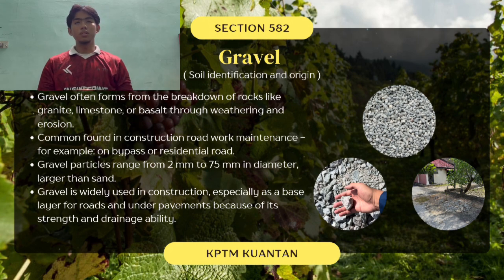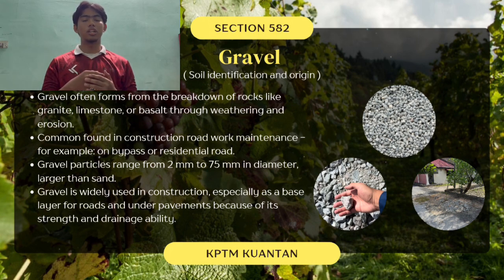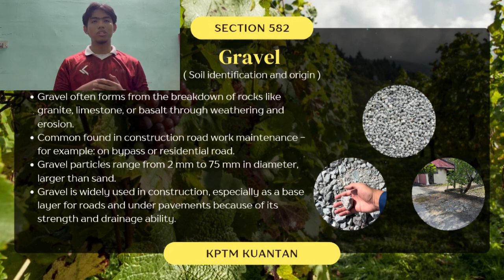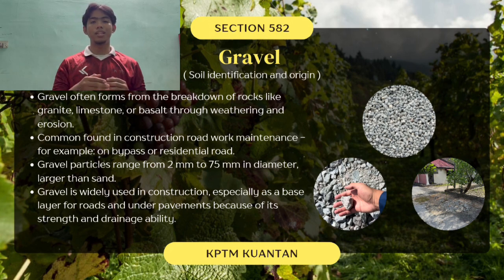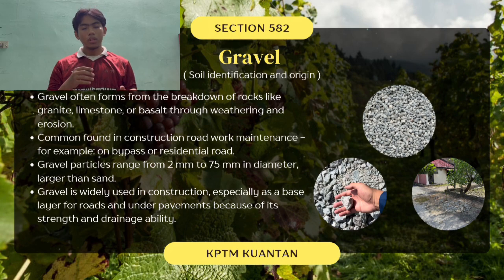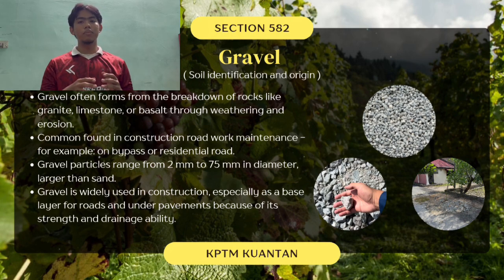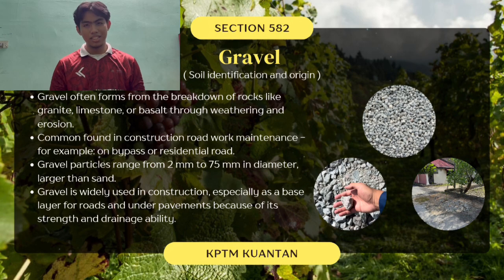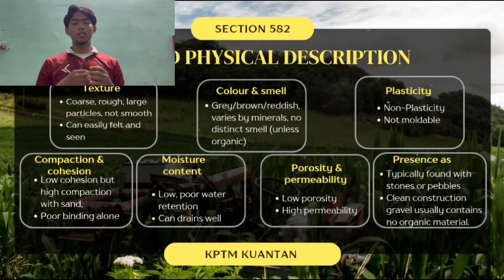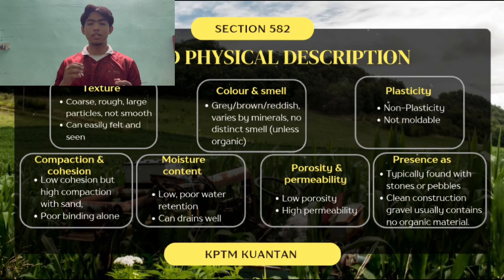So gravel can be found at road construction sites, such as bypasses or residential areas, for the maintenance of the roads itself. So we use gravel as the base layer for the pavement because of its high permeability and high strength. So we move to the next, which is the detailed physical description of the gravel.